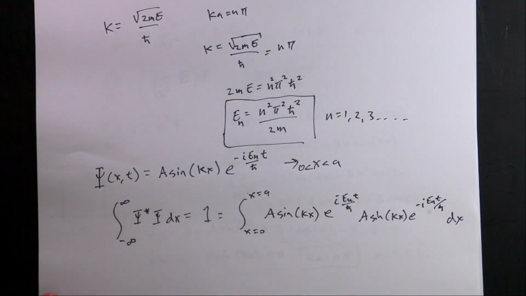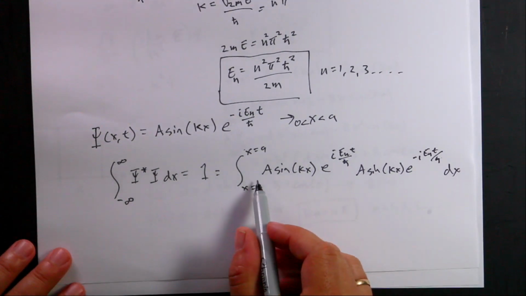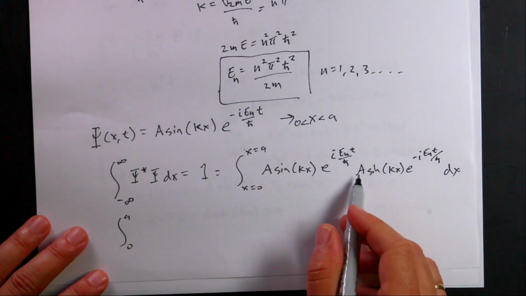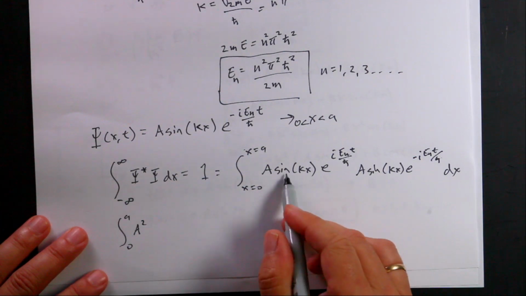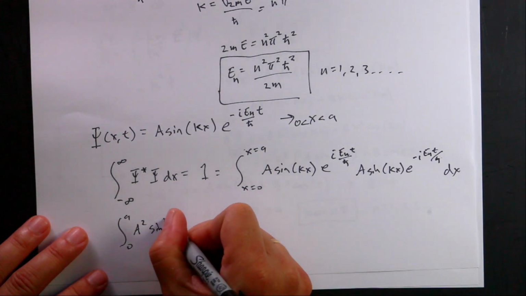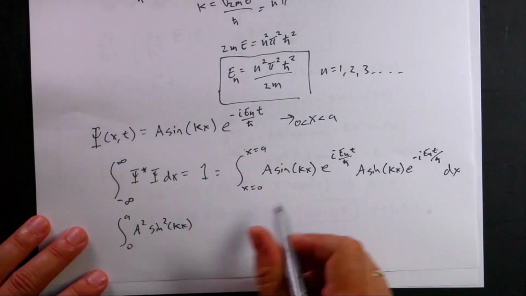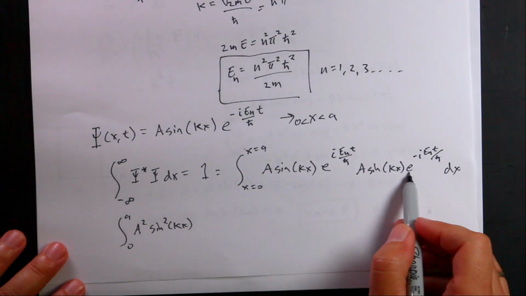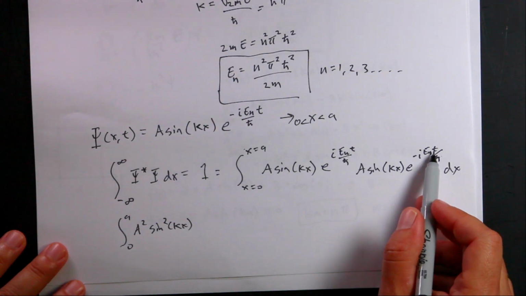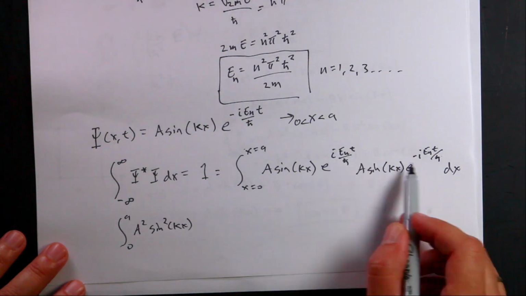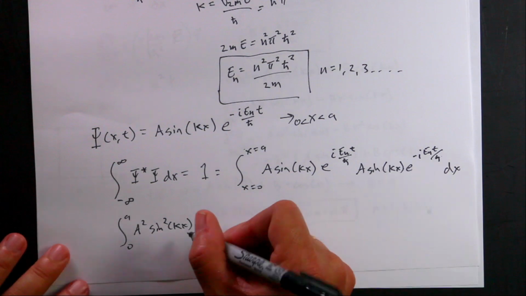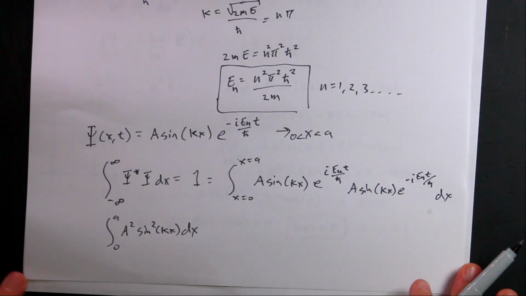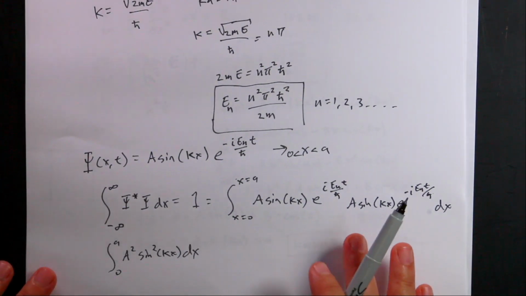So this simplifies some. I get the integral from 0 to a. I'm going to pull these two together, have A squared. These two terms multiply each other, have sine squared kx. Then I have e to the i E t over h bar times e to the negative i E t over h bar. So these two multiply by each other to give 1. So I just need to integrate the sine squared kx dx from 0 to a.